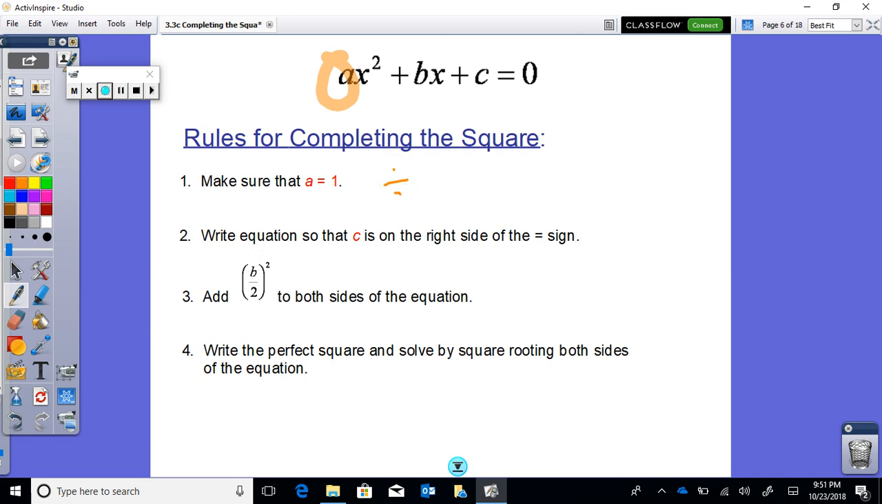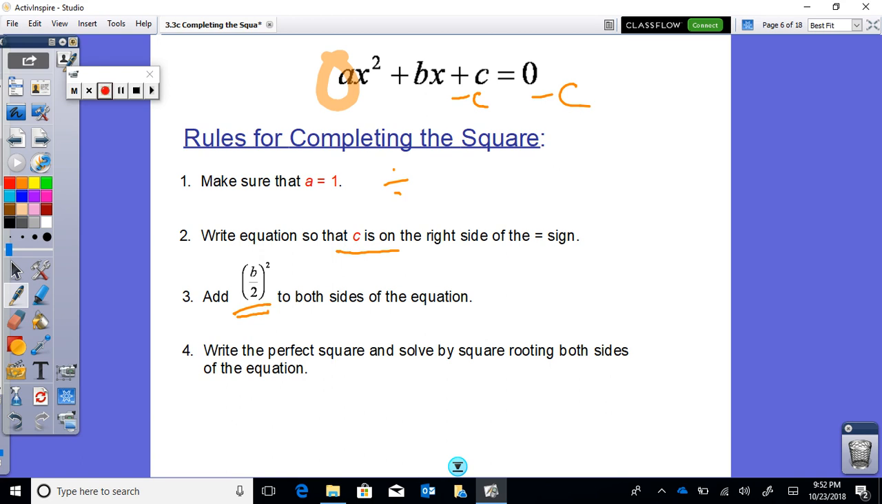We have to write the equation so that c is on the right side of the equal sign. So we're going to have to move the c over to the right side, either using subtraction or addition, depending on the sign of c to begin with. Then the complete the square part is adding. You take half of the middle term, the b, and then you square it, and you add that to both sides of the equation.